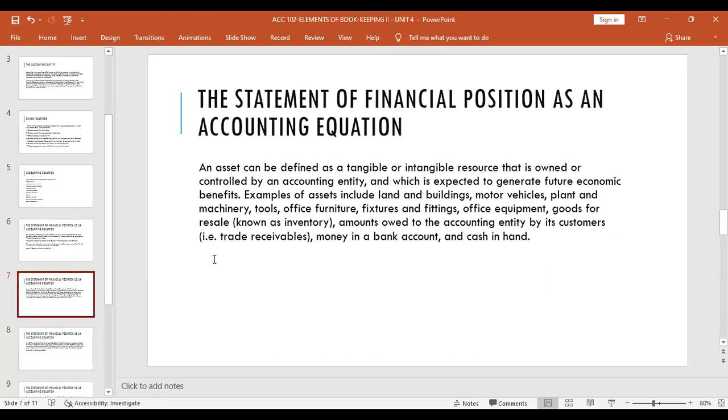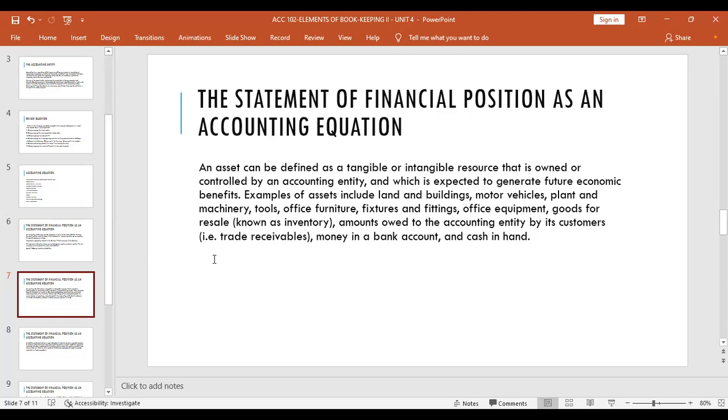So what is an asset? An asset can be defined as a tangible or intangible resource that is owned or controlled by an accounting entity and which is expected to generate future economic benefits. So whatever you have that you have control over, you must have control. Maybe you have bought it or it has been legally transferred to you. So there must be control you have over it to be an asset. That is one requirement. Number two, it must be able to give you future economic benefits.